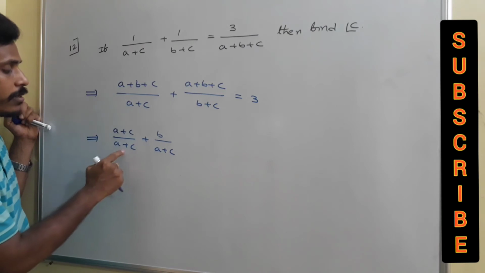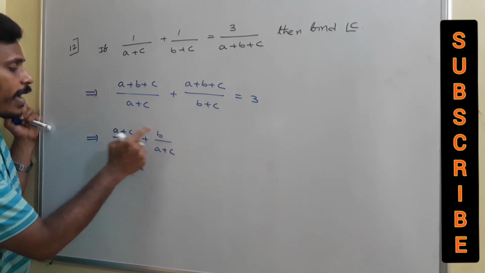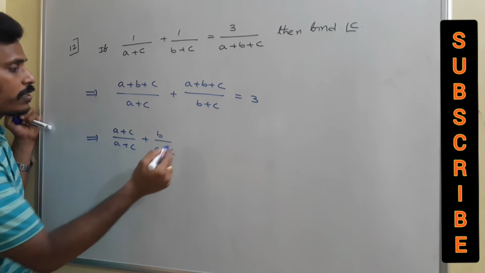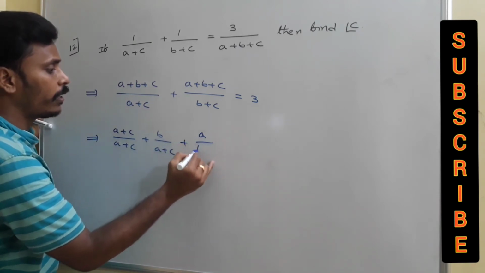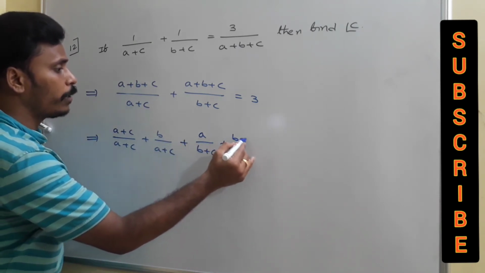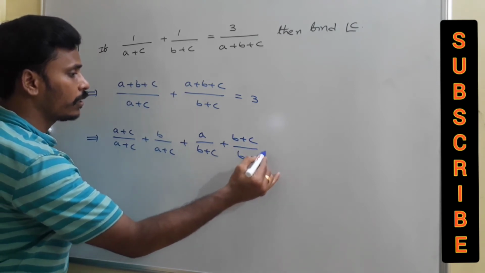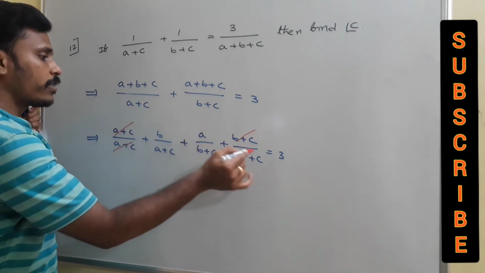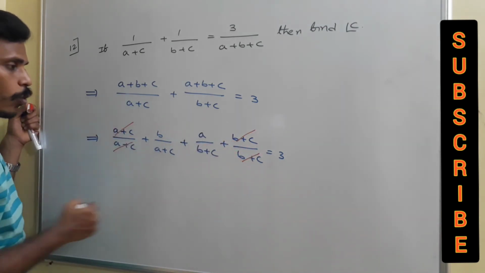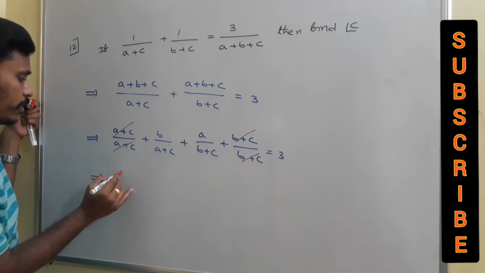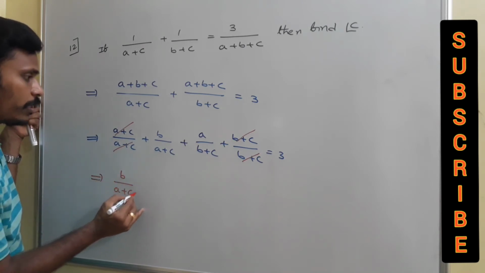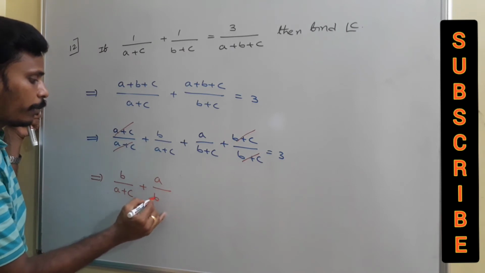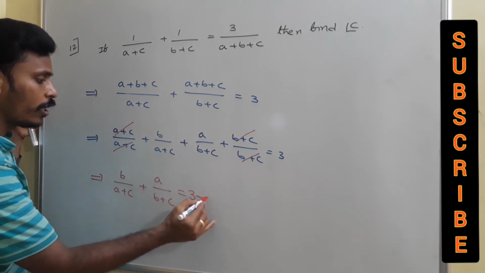Is there anything wrong? Since the denominators are the same, you just directly combine the numerators, both these are the same. Plus here a by b plus c plus b plus c by b plus c is equal to 3. And now here if you observe, what will happen? That a plus c and a plus c get cancelled. This b plus c gets cancelled. We are left here with 1 and there with 1, and that implies b by a plus c plus a by b plus c is equal to 3 minus 2.